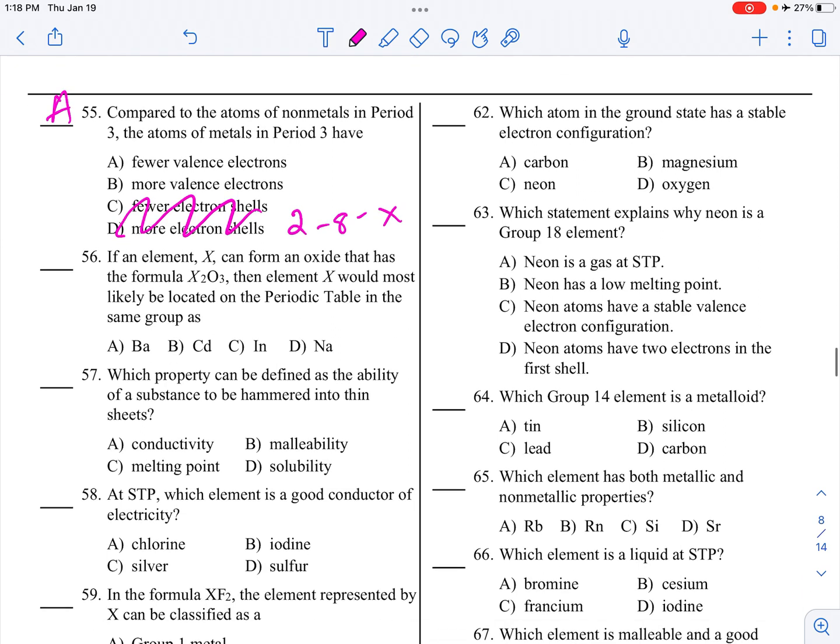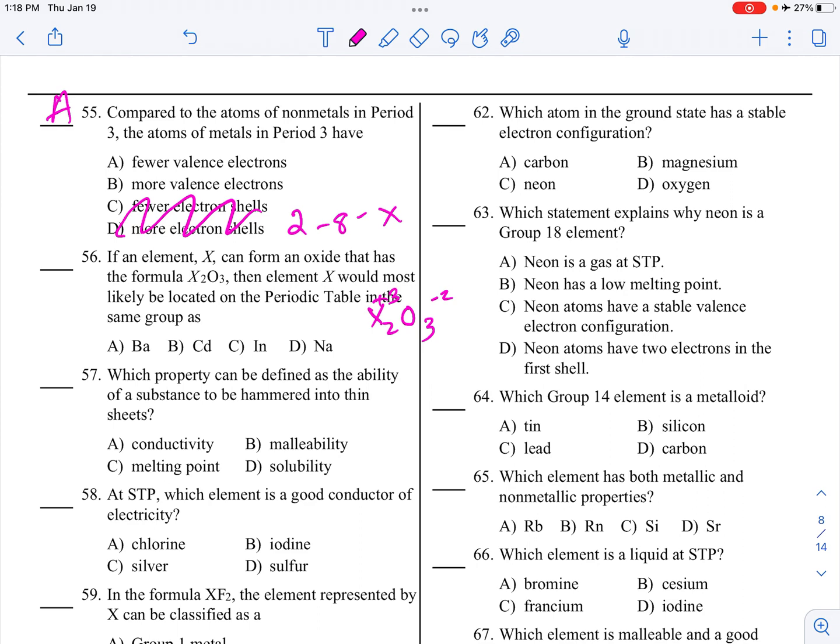56. You guys hate these. So we're trying to figure out where X would be. So crisscross your charges back up, or your subscripts back up. This is a -2. This is a +3. So you want somebody with a +3 charge.